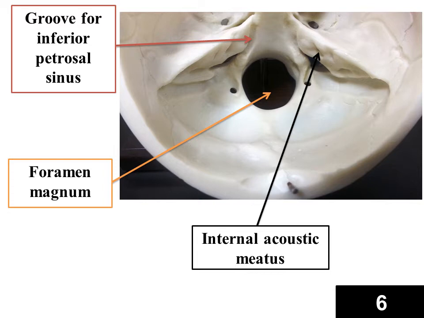Now above on the left side with the red color arrow you can see the groove for inferior petrosal sinus. Here the groove lies between the petrous and occipital bone, or let us say the groove is at the junction of the petrous with the occipital bone.